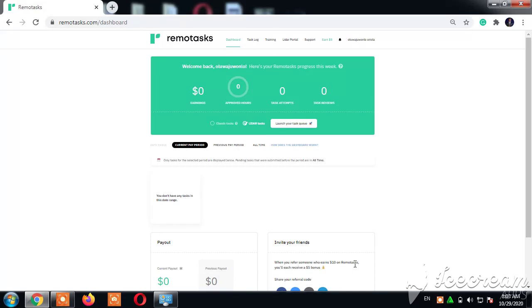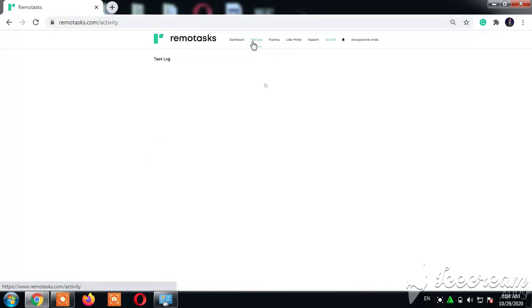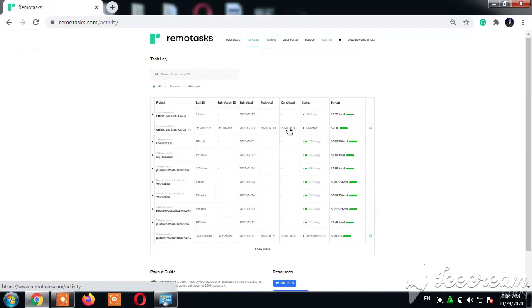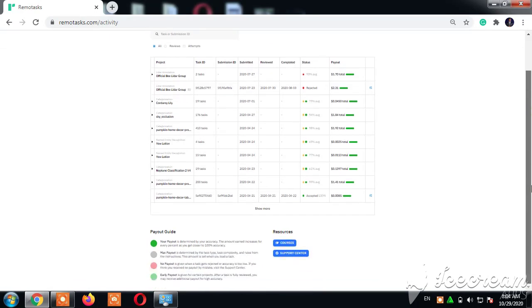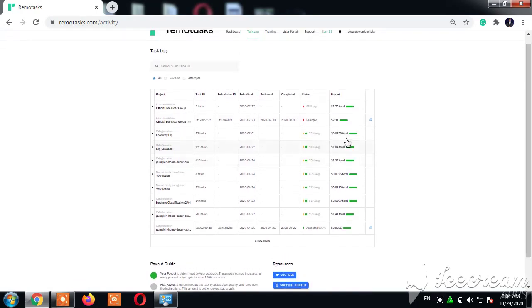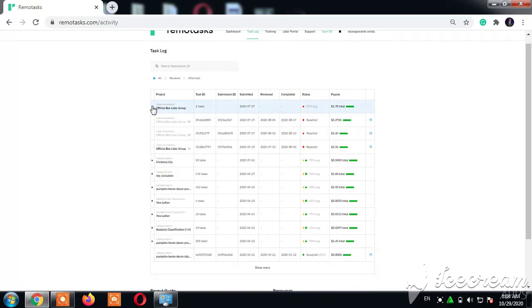You have your dollars here where they reflect your dollars. If you're on the Remotasks Classic platform, you have your approved hours, your task attempts and task reviews. Now what happens here, they pay you per task. It's been long that I've worked on this because I'm a Nigerian, and we don't actually have a way of using PayPal. So this is what happened. They reflect your earnings through displays. You can check how much you have earned per task.